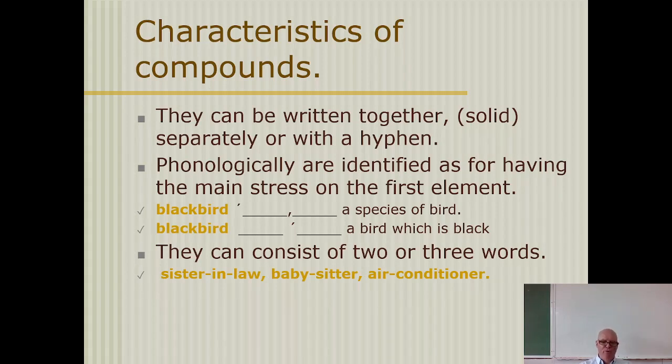Blackbird, a species of bird, right? Black bird, a bird which is black. They can consist of 2 or 3 words: sister-in-law, babysitter, air conditioner. Some people say aircon. Right? So there are many different ways also in the English language to apply and to use it.